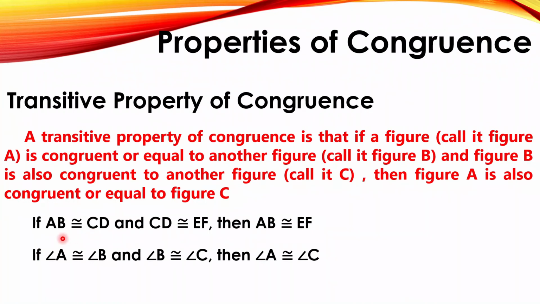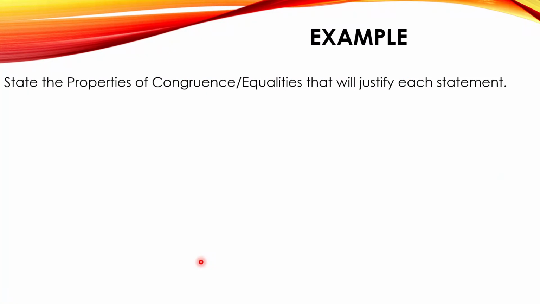For example, si Juan congruent kay Juana and kay Juana congruent kay Juanita. Then, si Juan ay congruent kay Juanita. Okay? So we have here an example. But before that, we proceed to this example.